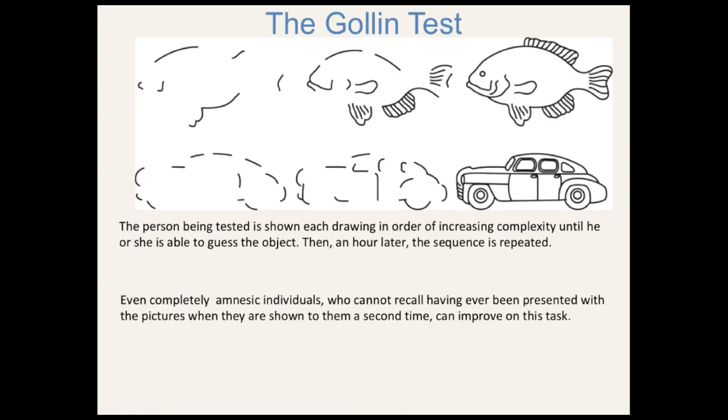The Gollin test uses incomplete drawings to measure implicit memory. The person being tested is shown each drawing in order of increasing complexity and detail until he or she is able to guess the object. Then an hour later, the sequence is repeated. Even people with really profound amnesia begin to recognize the objects after looking at only the incomplete drawings. This is the case even when they don't remember being shown the drawings before, don't remember even being in the room or with that person before.